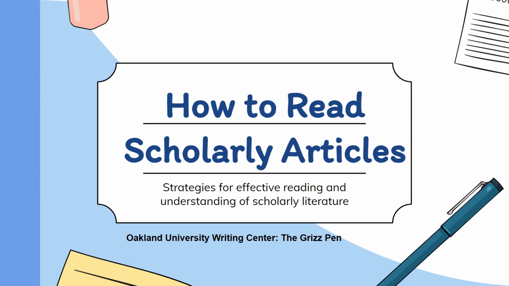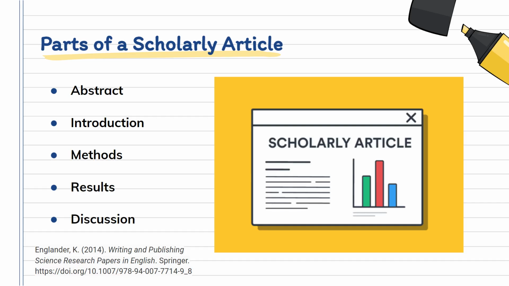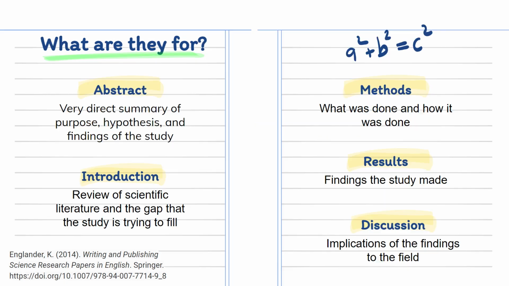First of all, we need to know what the elements of a scholarly article are. So we're going to have an abstract, an introduction, a methods section, a results section, and a discussion section. This is not going to be true of every single scholarly article, but this is by far the most common arrangement. So let's take a look at what each of these parts actually is.